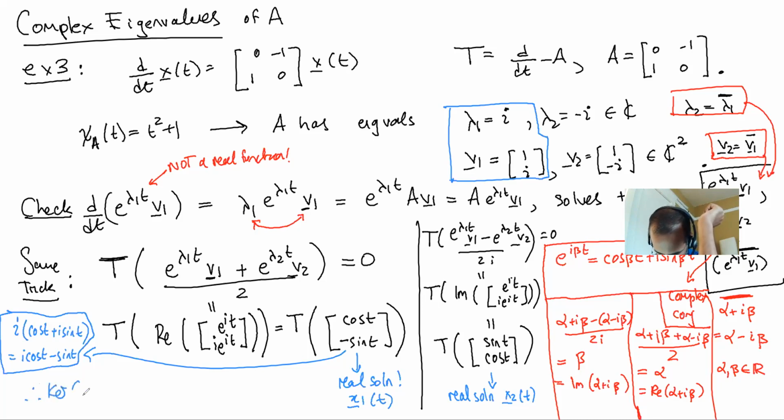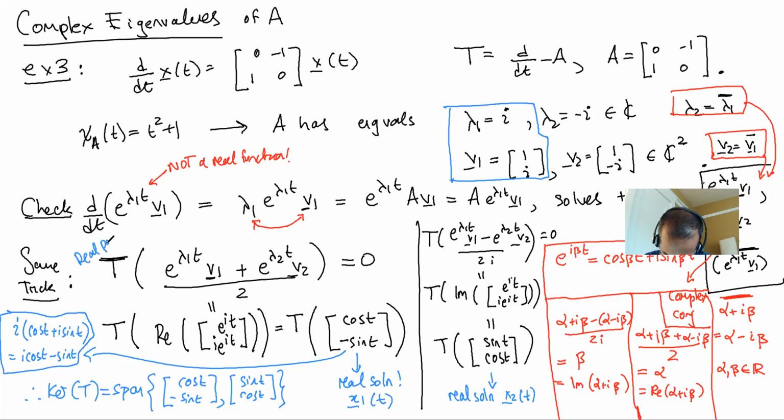The kernel of T is the span of these two functions: cosine t minus sine t, sine t, cosine t. If you combine these two solutions, on this side you took the real part, and here you took the imaginary part.